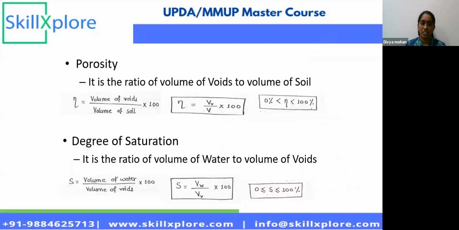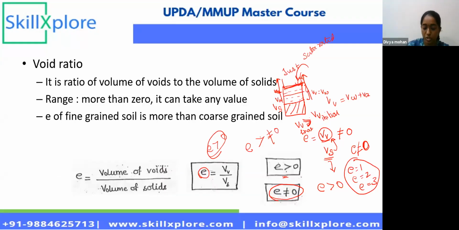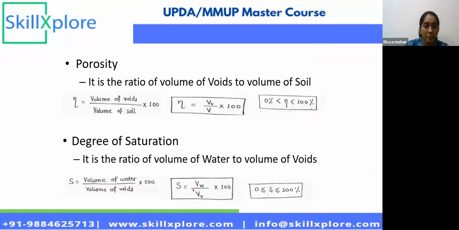Next, porosity. Porosity is the volume of voids to the volume of soil. While seeing the void ratio, we should note clearly that it is the volume of solids, Vs, which is constant. However, in porosity, it is the total volume of soil, V equal to Vs plus Vv. So it comprises the total volume also. We should be very clear about that.